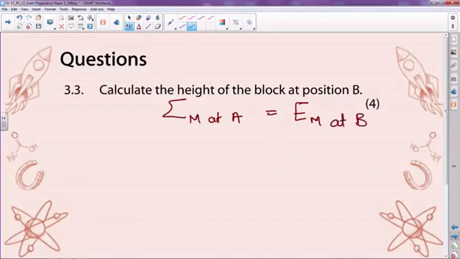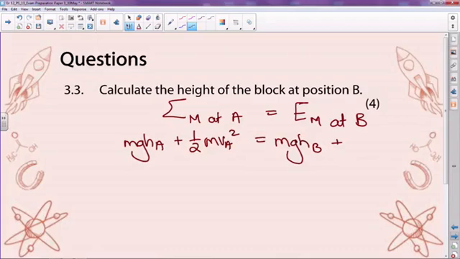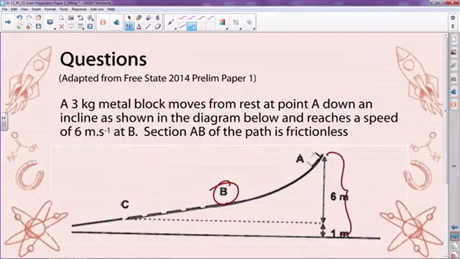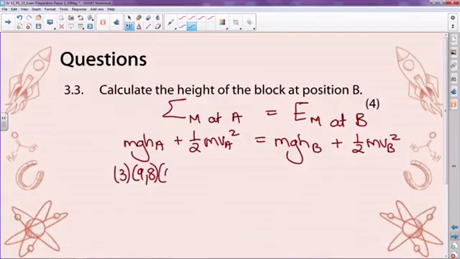I'm doing this because I want you to work on another one in a second. So the potential at A plus the kinetic at A is equal to the potential at B plus the kinetic at B. And what I know at A is that this is 3, that's 9,8, and we look at our diagram again, and it was 6 meters above the ground. So we're going to put in the 6. We know that it's not moving, so kinetic energy is 0.